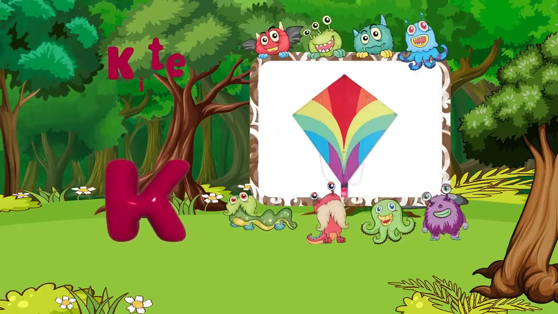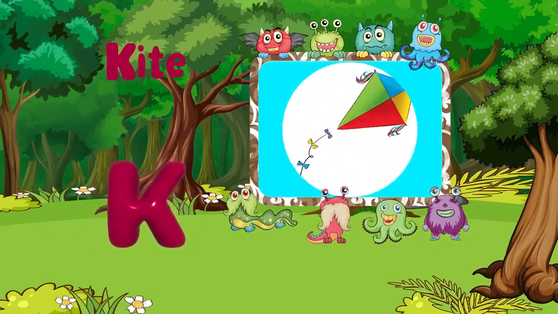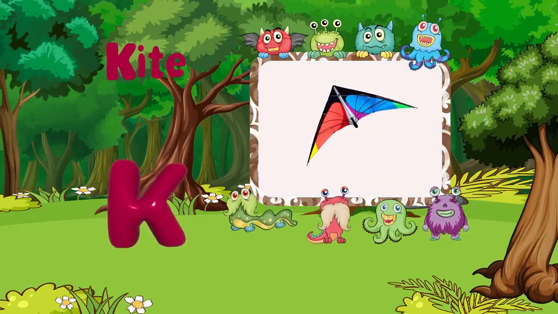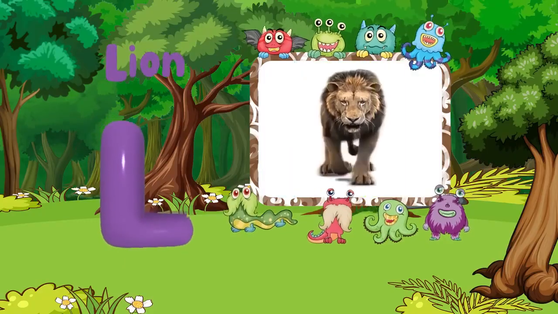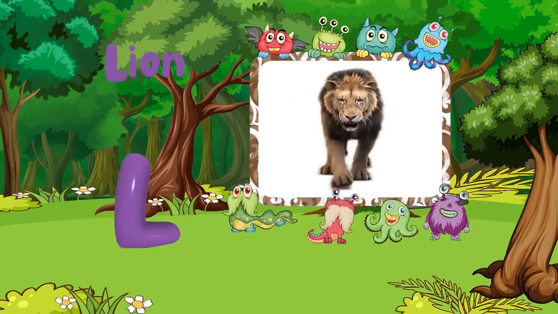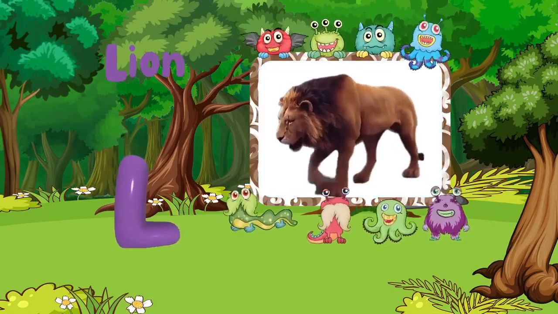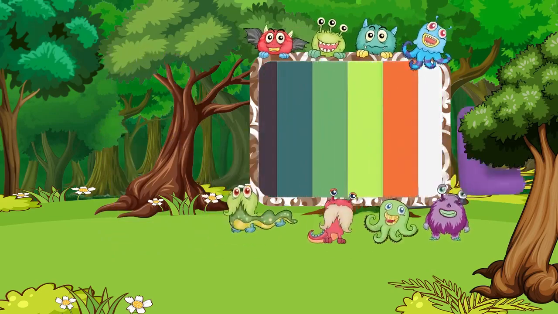K is for kite. K, kite. K is for kite. L is for lion. L, lion. L is for lion.